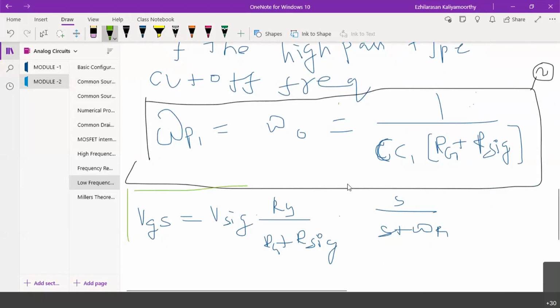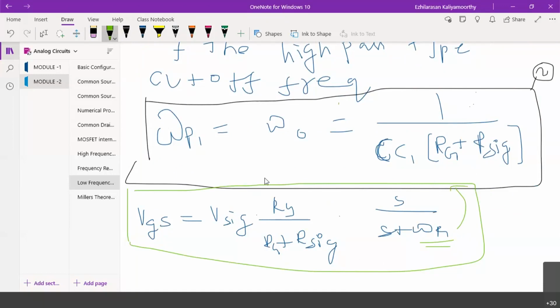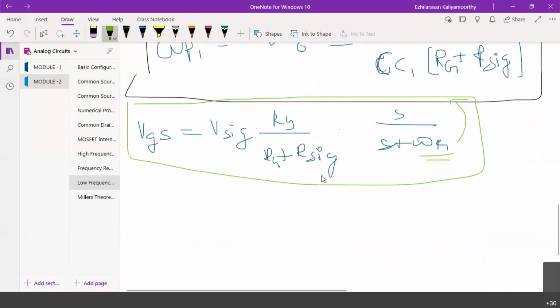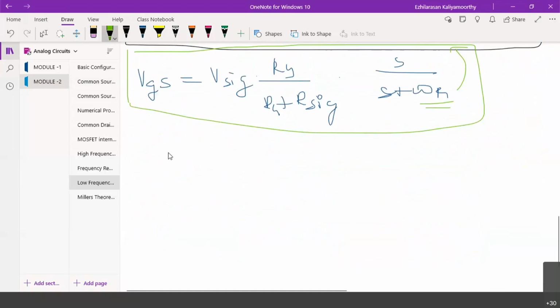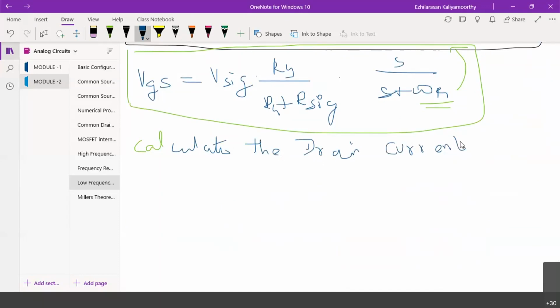Where SP1 is nothing but this. So now we got the first cutoff frequency, that is omega P1. This is the first cutoff frequency. Now we have to calculate the drain current, that is ID.